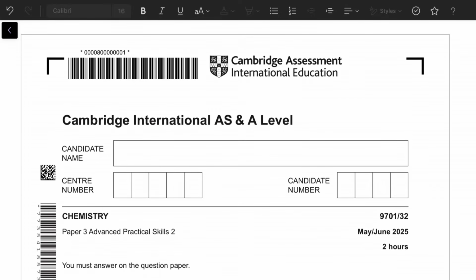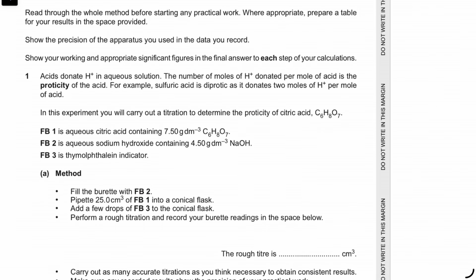Today I'm going to be solving the CIE AS Chemistry May-June 2025 paper 32. We're asked to read through the whole method before we start any practical work and to generate a table of results in the space provided. We are told to show precision of apparatus, so putting our answers to an appropriate number of decimal places when recording our data, and to show any working out and use appropriate significant figures, usually 2 to 4, in the final answer to each step of our calculations.